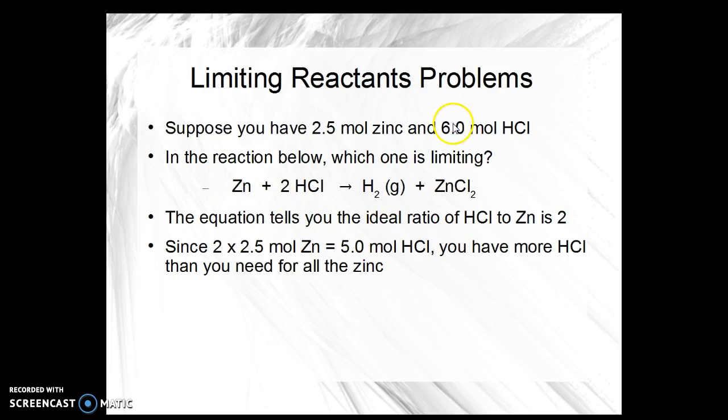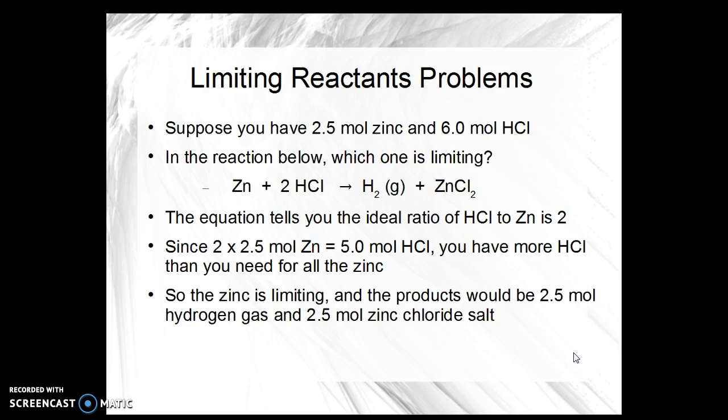You have 6 moles of hydrochloric acid, so you have more HCl than you need to react all the zinc. Therefore, the HCl is in excess, zinc is limiting, and the product expected would be 2.5 moles of hydrogen gas and 2.5 moles of zinc chloride salt.